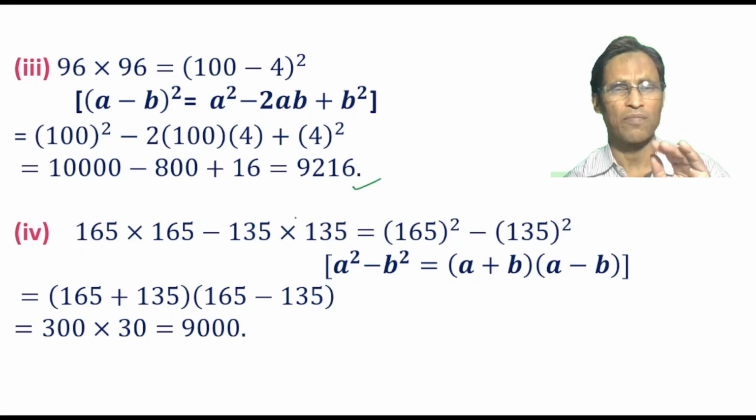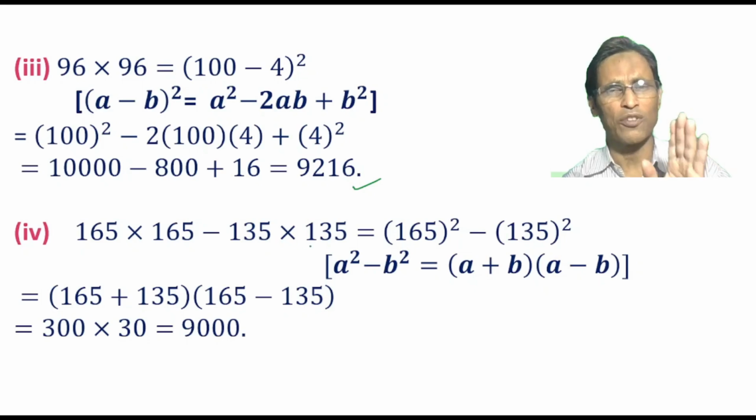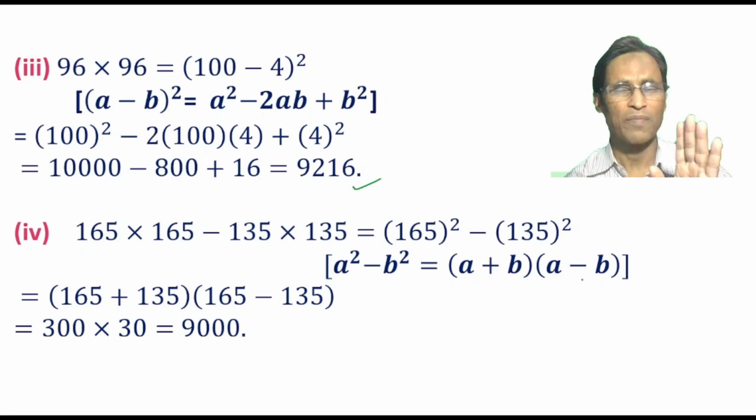This is the answer. Now we take the part 4, in which we have to find the value of 165 into 165 minus 135 into 135. Clearly 165 into 165 को we can express as 165 to the whole square, और similarly 135 into 135 को we can express as 135 to the whole square. Therefore, it becomes on the identity as a square minus b square, which is equal to a plus b into a minus b, where a will be replaced by 165 and b will be replaced by 135.